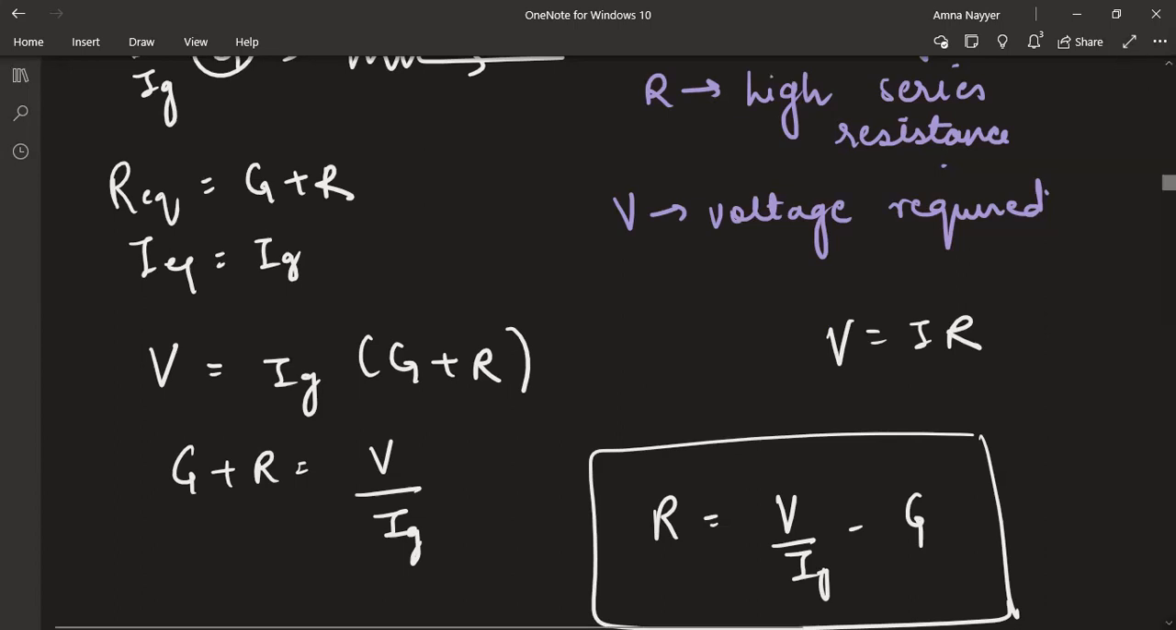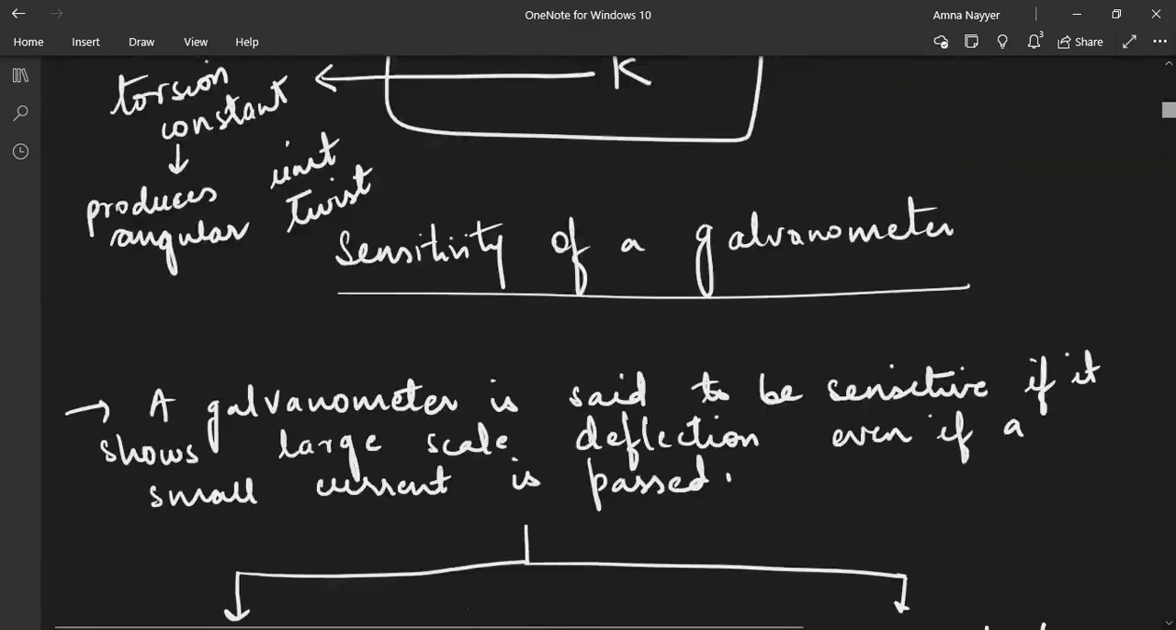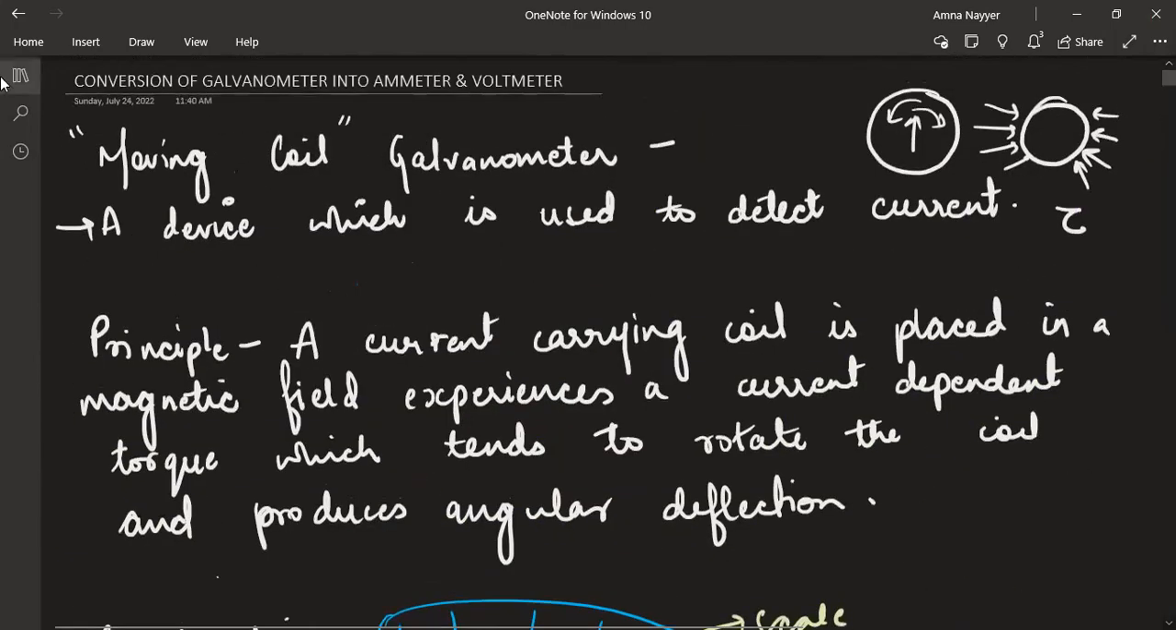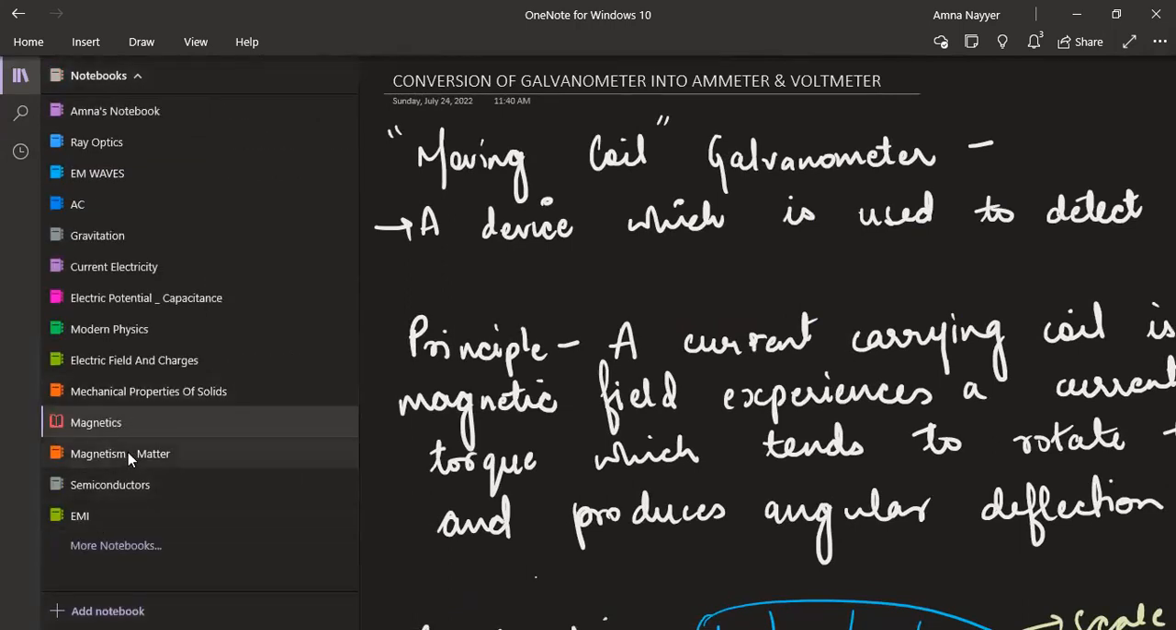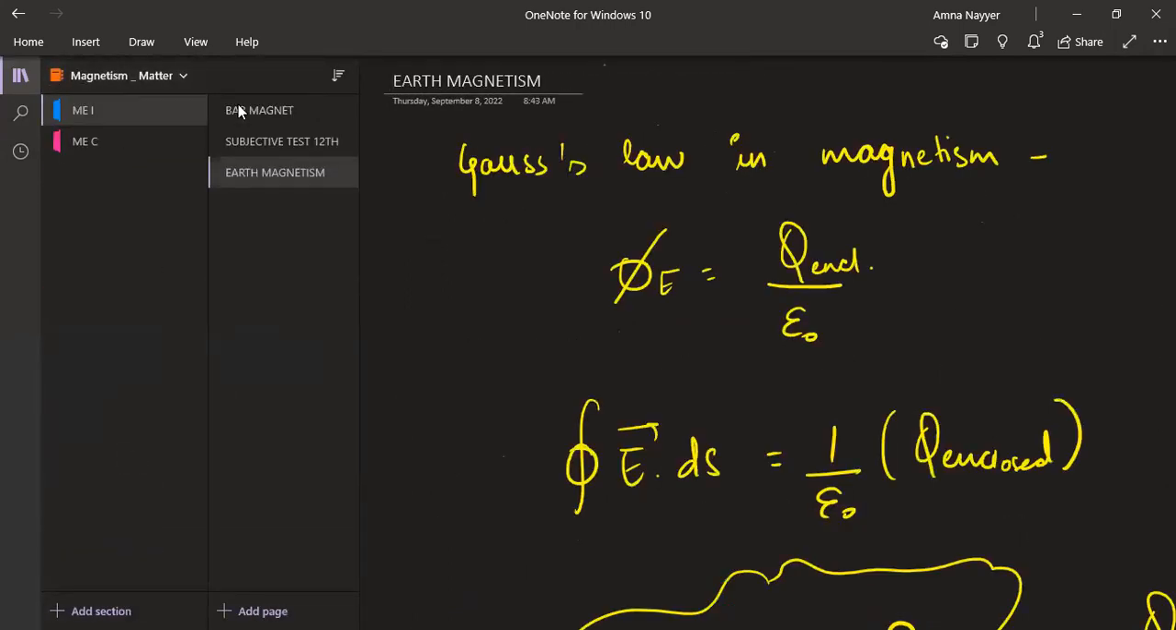So this is all about magnetic effects of electric current, moving charges, and magnetism. Let us quickly see magnetism as well. Magnetism and matter. It is a very small topic.